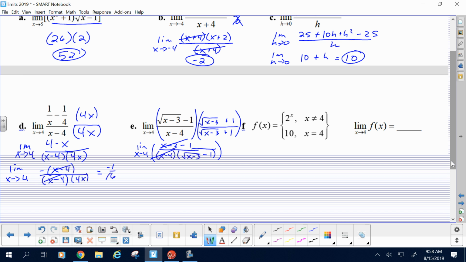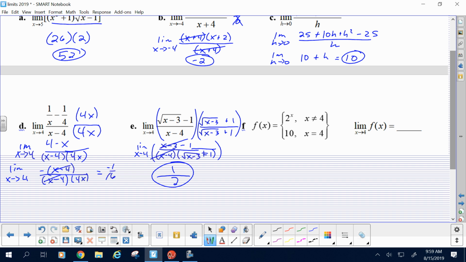When you direct substitute, you get 1 over, this is a positive, isn't it? 1 over 2. 1 over 2. Thank you. Okay, awesome. Last but not least, f. These two things are together. Keep in mind, that's the function. It's a piecewise function. And the limit. So, are we approaching 4 from the left or the right?